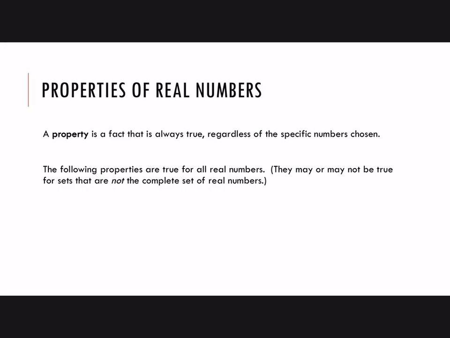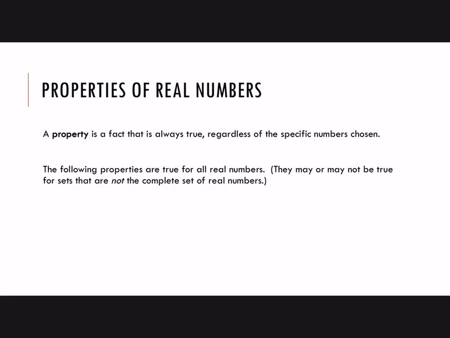Let's start talking about the properties of real numbers. A property is a fact that is always true regardless of the specific numbers chosen. So these are all things that we've proved deductively to be true for the real number system, and then what we can do is apply and use them as long as we're working with real numbers. These are basically the reasons that we use to explain why all of the different operations and arithmetic that we do with real numbers work.